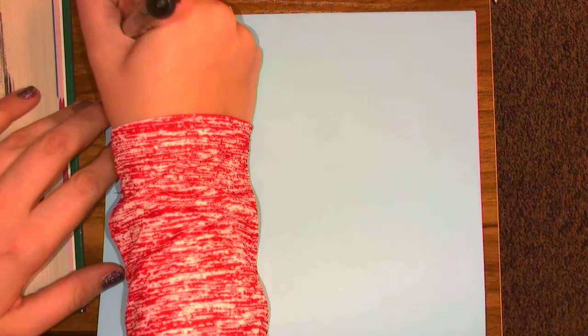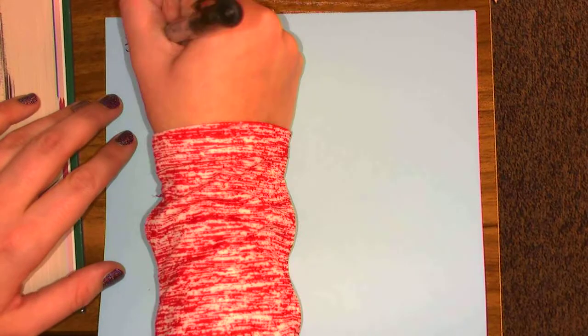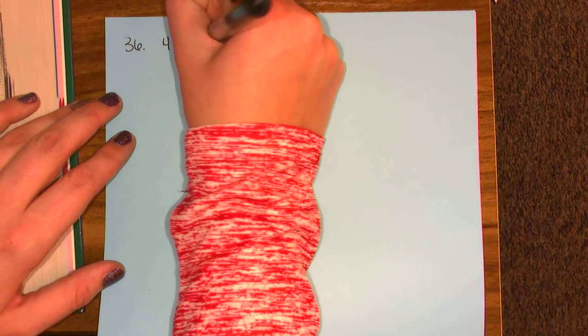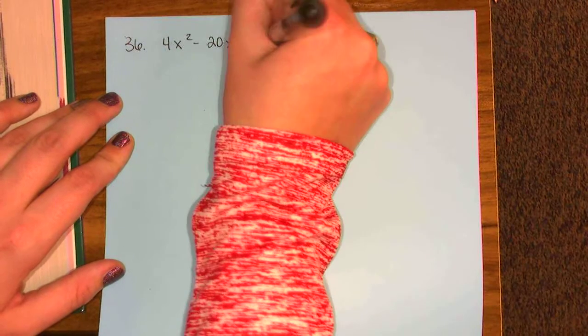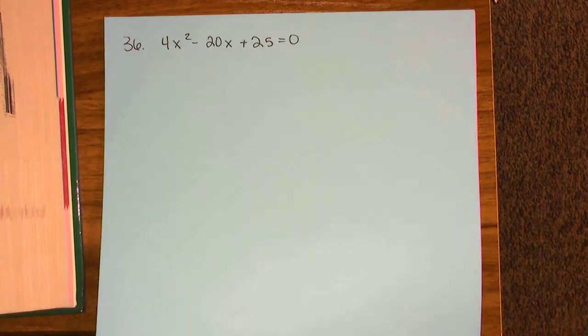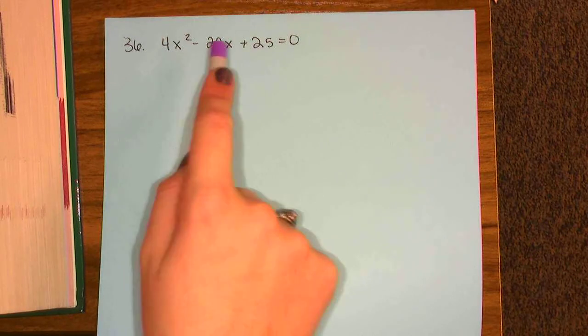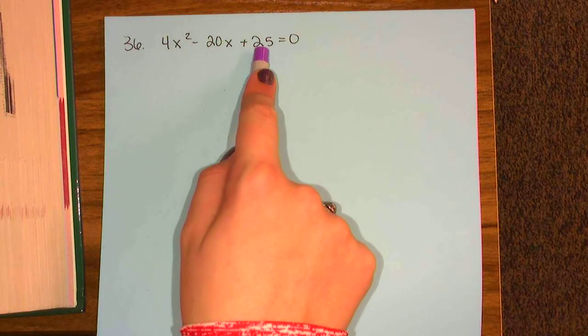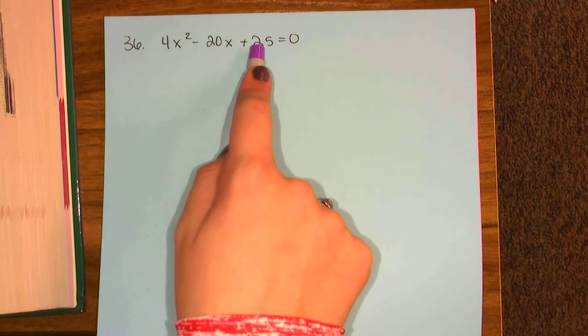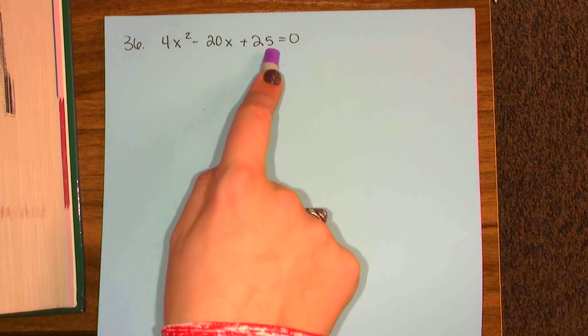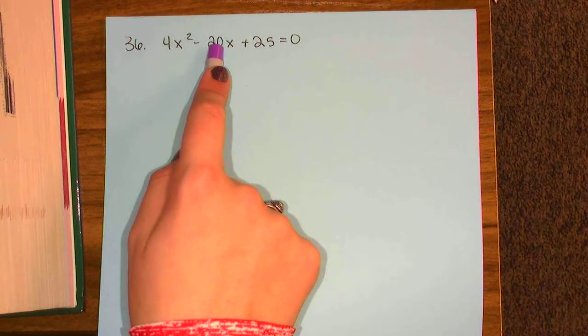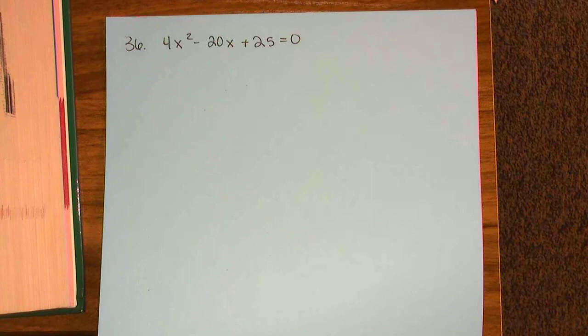I'll do 36. It's a little harder. So 4x squared minus 20x plus 25 is equal to 0. So I need to factor this. First and foremost, can I pull anything out? Well, this is 4, this is 20, and this is 25. A 4 could come out of here, but a 4 can't come out of here. 5s could come out of here, but 5s can't come out of either of these. 2s can't come out, so I'm just going to have to factor it as is.